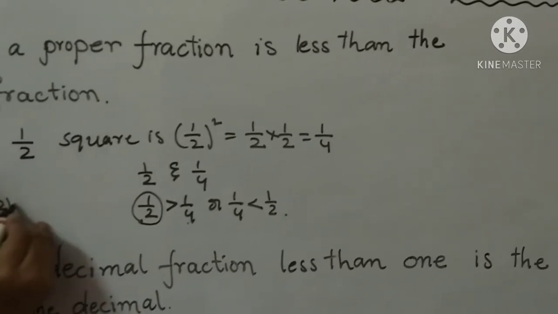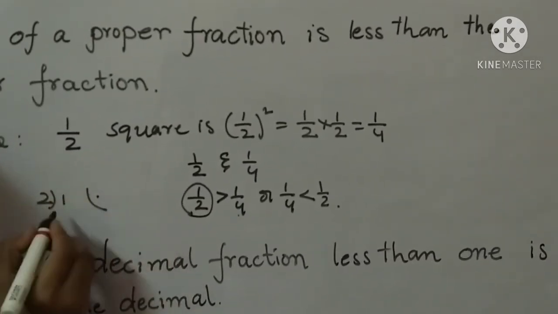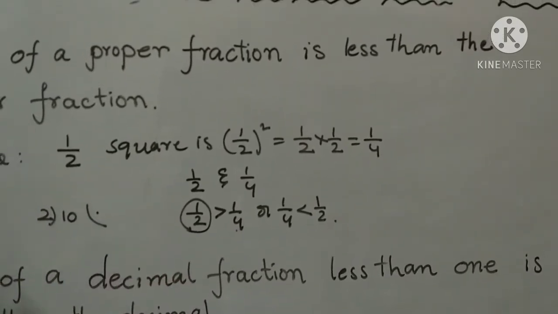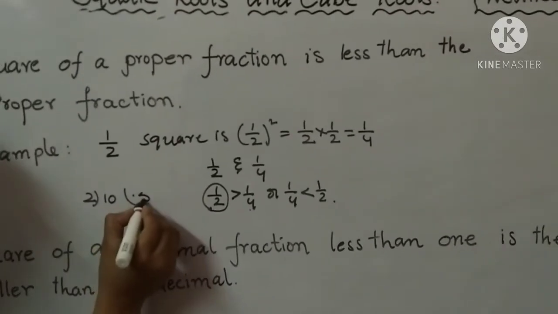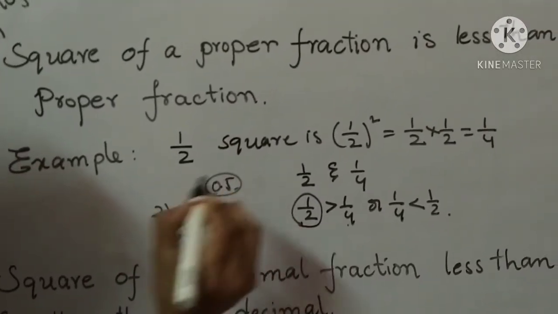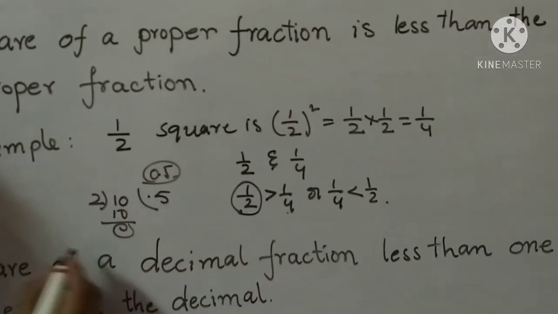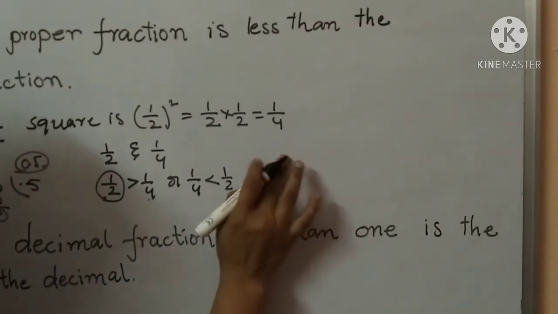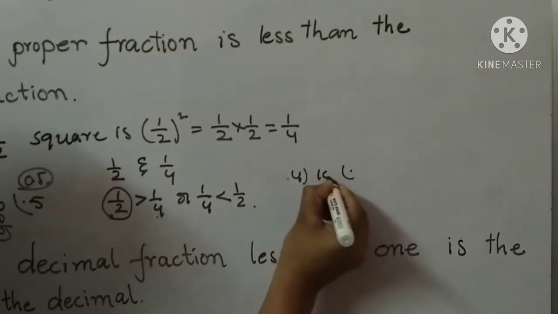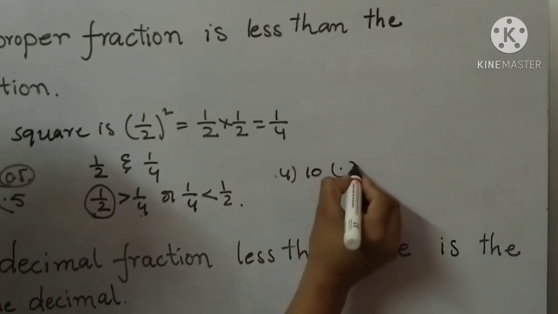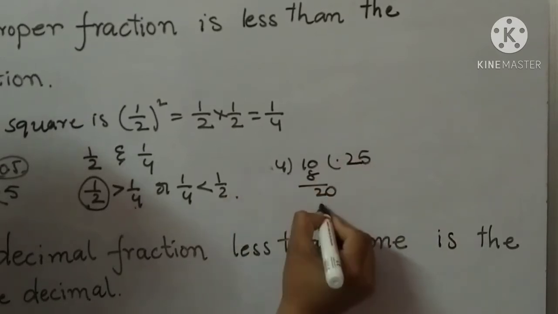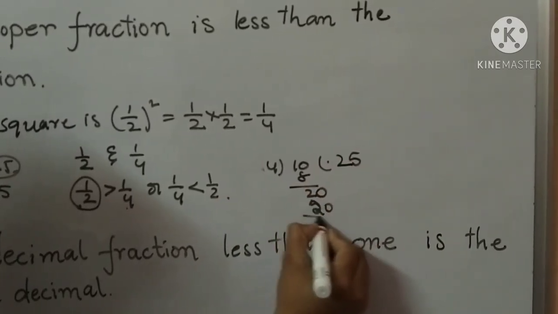For example, by the division method, for 1 by 2, put the point and take the 0. How many times is it possible? 2 ones are 2, 2 twos are 4, 2 threes are 6, 2 fours are 8, and 2 fives are 10. So the value is 0.5. And for 1 by 4, we take 4 and 1. Put the point and take the 0. 4 ones are 4, 4 twos are 8, so the remaining 2 is there. Again take the 0, making 20, and 4 fives are 20.